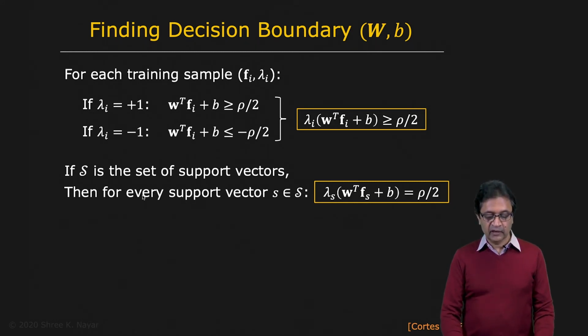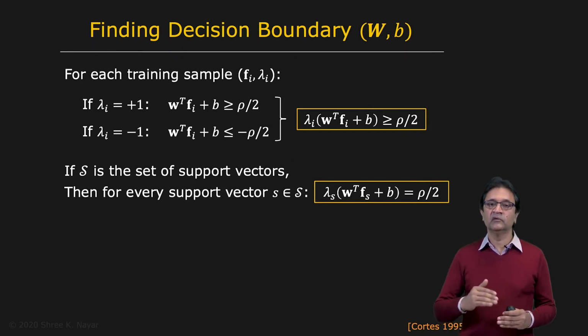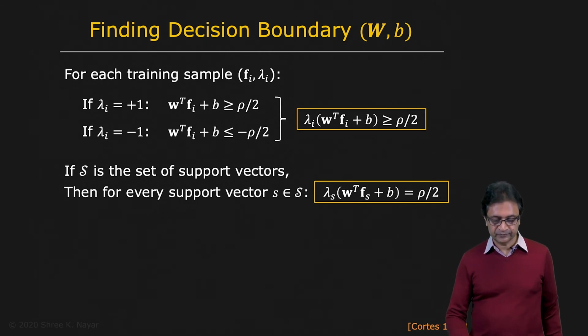trying to find, and you happen to be a support vector, then we know that lambda S, that's for the support vector, it could be a face or not a face, times W transpose Fs, that's the feature vector for that support vector, plus B must be exactly equal to rho divided by 2. In other words, support vectors must be exactly a distance of rho divided by 2 from the decision boundary.